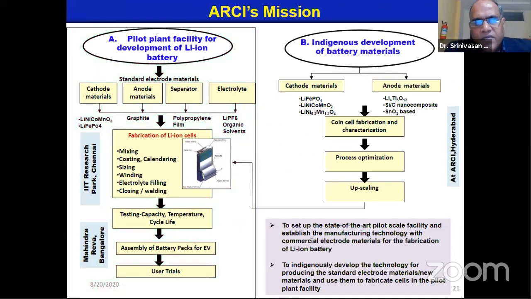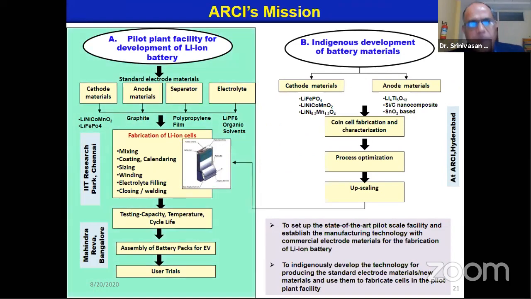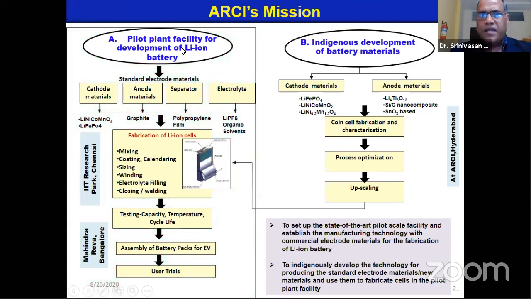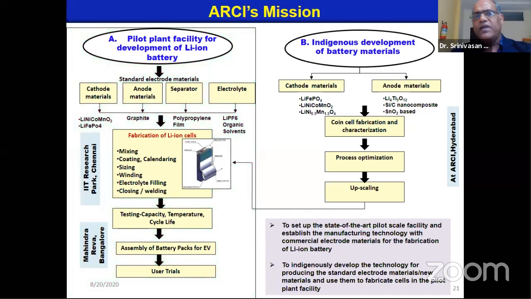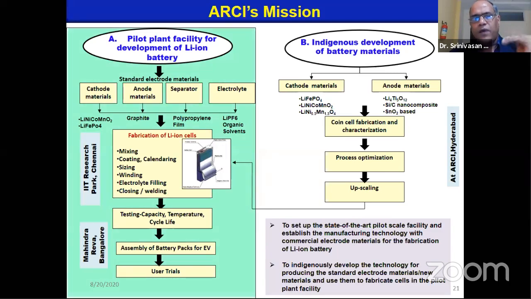So the main objective of ARCI is, one, we want to set up a pilot plant facility for the development of lithium-ion battery. We have invested huge money buying various equipment which can produce the battery starting from the powder to battery. So we have established the material, and we have established the protocol, the know-how procedure, how to fabricate that battery by optimizing the various processes.